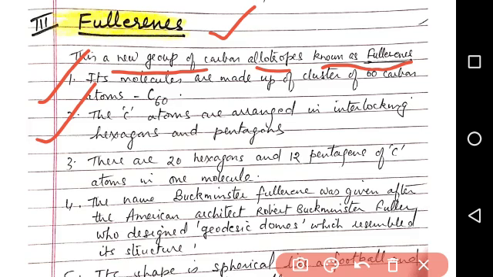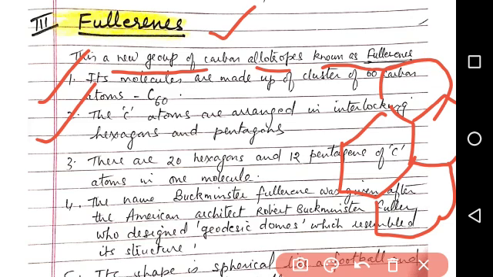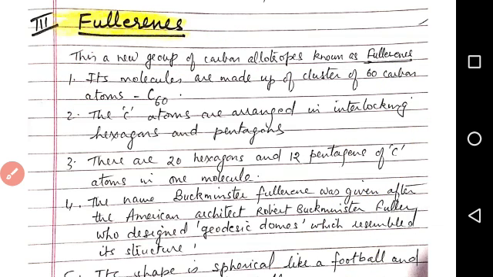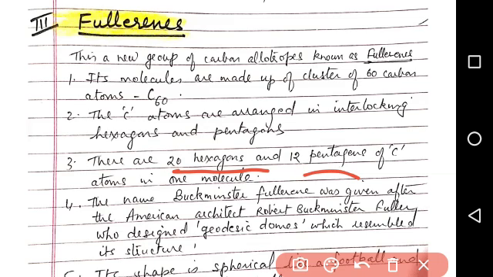Second, the carbon atoms are arranged in interlocking hexagons and pentagons. We'll see the structure, then you can see that various hexagons and pentagons are arranged in a ball like, spherical structure. So this is the structure of fullerene. There are 20 hexagons and 12 pentagons of carbon atoms in one molecule of fullerene.